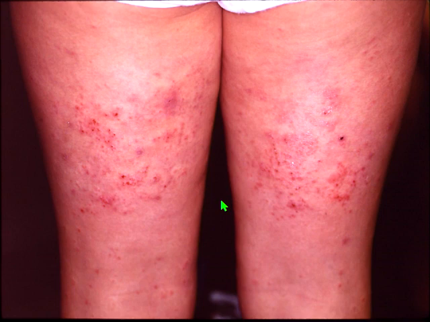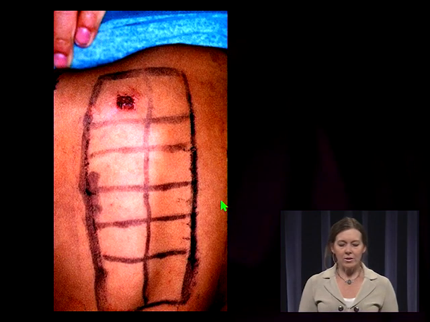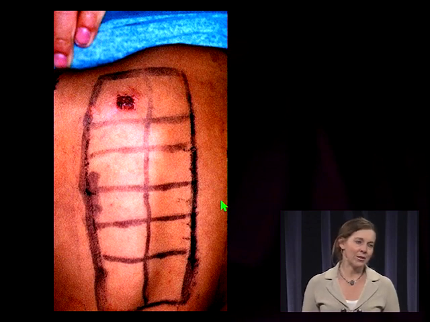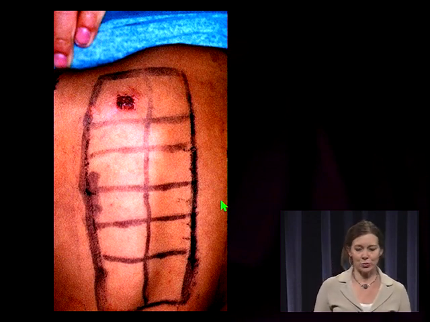Probably something she's sitting on. So the metal rivets in the school chair most likely. So it can appear in a variety of places depending on what the exposure is. This is just showing an example of a patch test to confirm that she has a true nickel allergy.